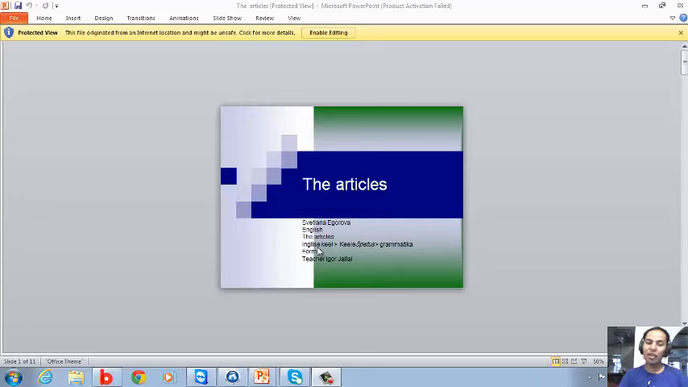Okay? Now, what are the two different kinds of article? It's definite article and indefinite article. What is the definite article? It's the. And on the other hand, the indefinite article is a and an. You got it right.